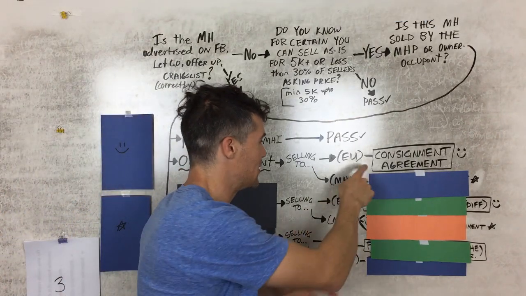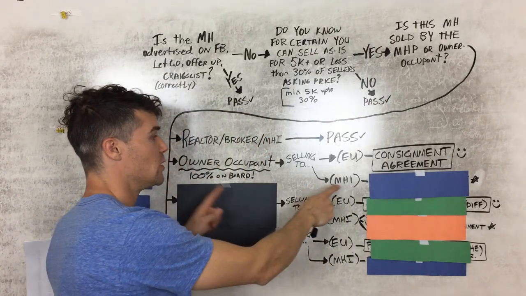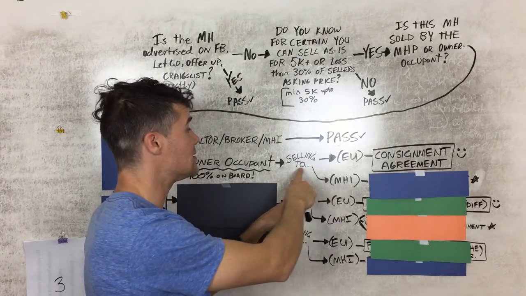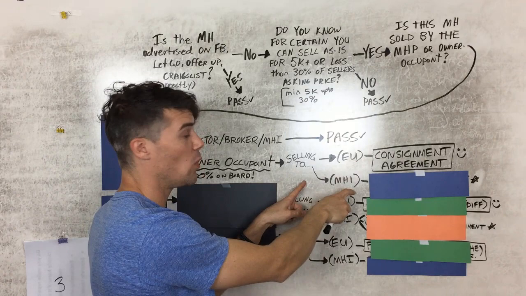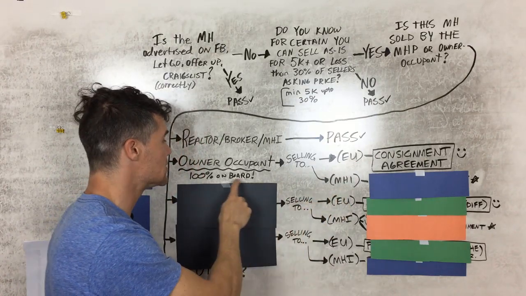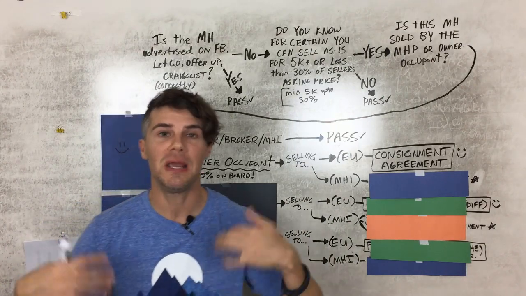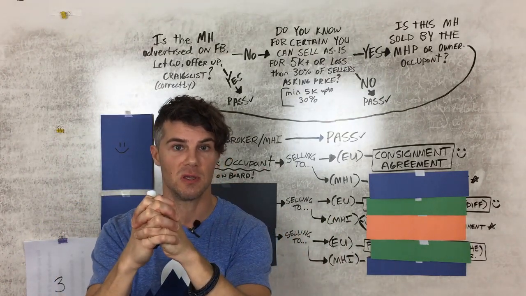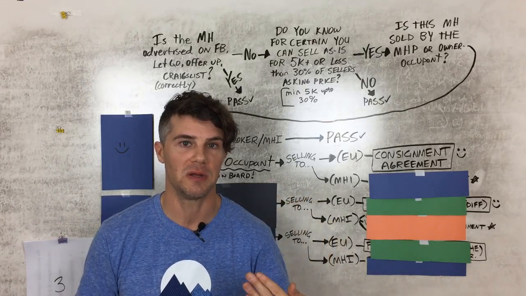Okay. So the consignment agreement. Now, if it's going from an owner-occupant to a mobile home investor, if you're not selling it to an end user, and remember, whether you're selling it to an end user or a mobile home investor, one of the reasons I want the seller so on board is because they should be helping you sell it. You and the seller are joining forces, and the seller understands that you will be selling the home and making a little bit of money.